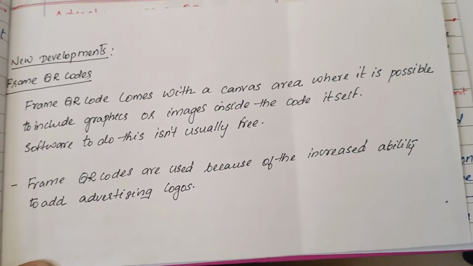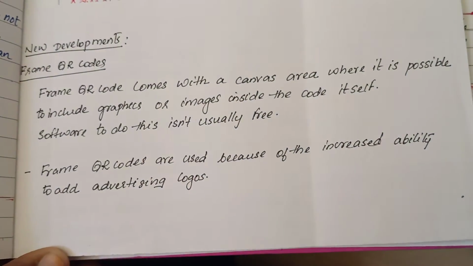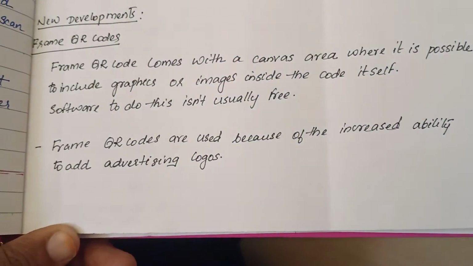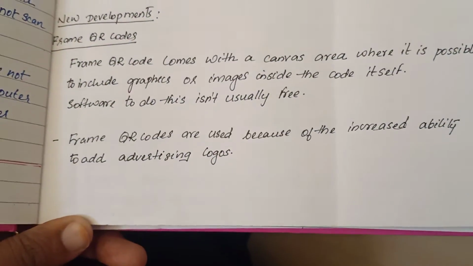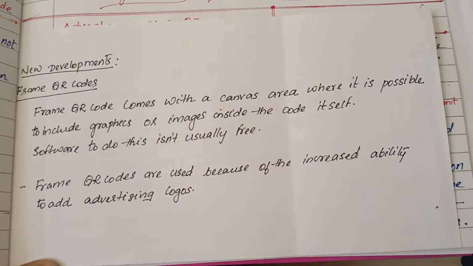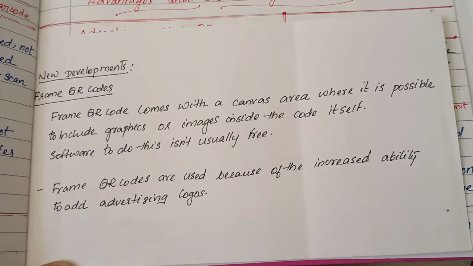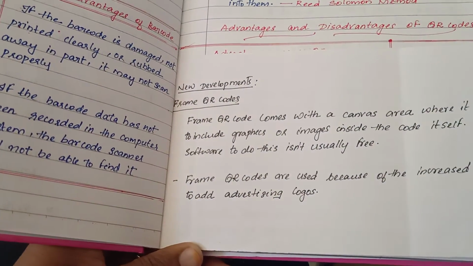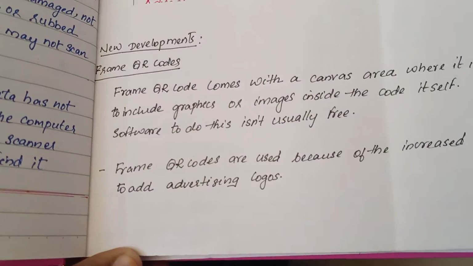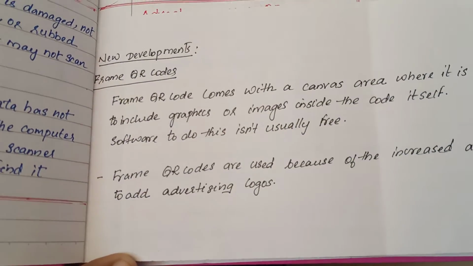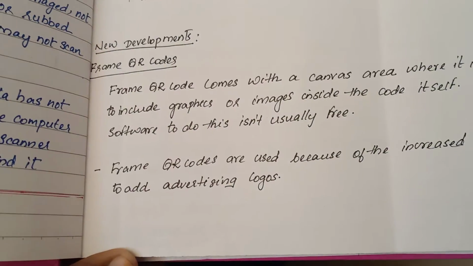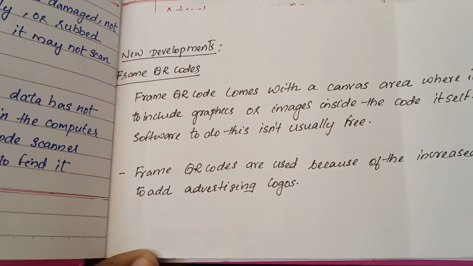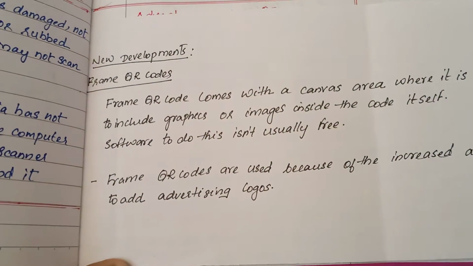A frame QR code comes with a canvas area where it is possible to include graphics or images inside the code itself. Normally, the software to generate frame QR codes is not free. You have to pay for frame QR codes. Frame QR codes are used because of the increased ability to add advertising logos. For most companies or products, the logos are very important, right? So frame QR codes became so popular because they can add a logo. They have a canvas area in the middle portion.